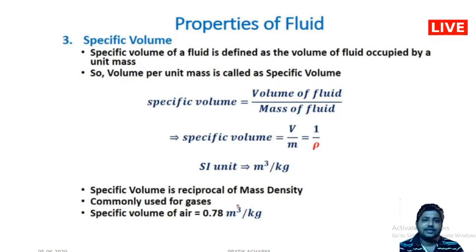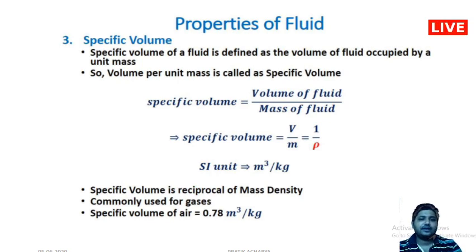The third property of the fluid is called specific volume. Specific volume is the reciprocal of the mass density. What is the requirement of specific volume? Because some fluids, like gases, like air, have very low density. So in order to make it a higher value, we take the reciprocal, 1 by 1.24. How much is it coming out? Generally it comes out to be 0.78.